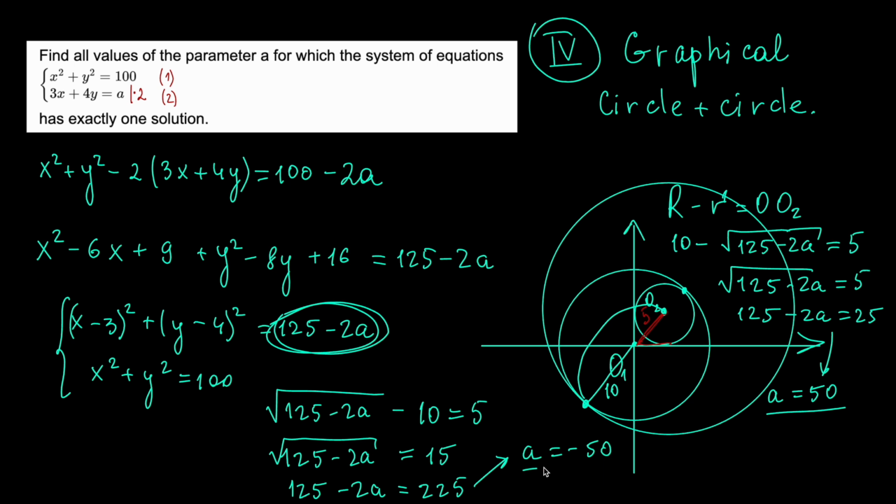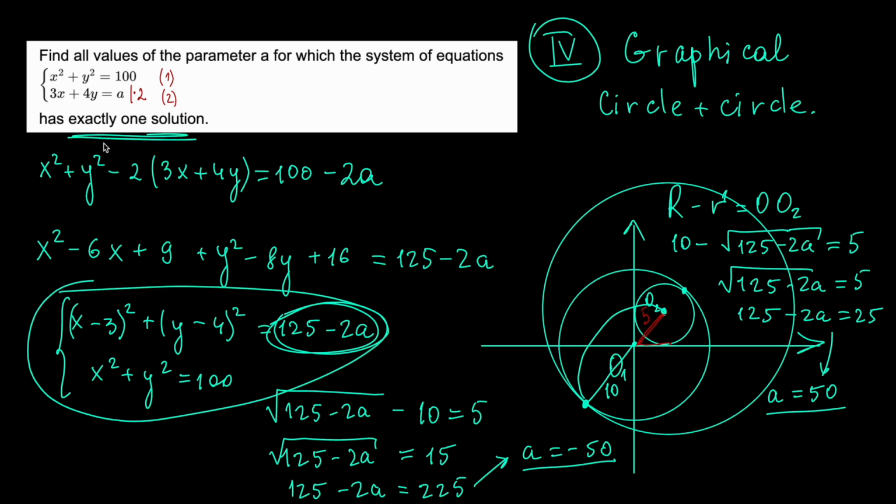50. And thus we have two values of parameter a, for each of which this system of equations has exactly one solution. So that's another graphical solution, which is, in my opinion, more complicated than the two previous solutions. But we want to explore the relations between the solutions.